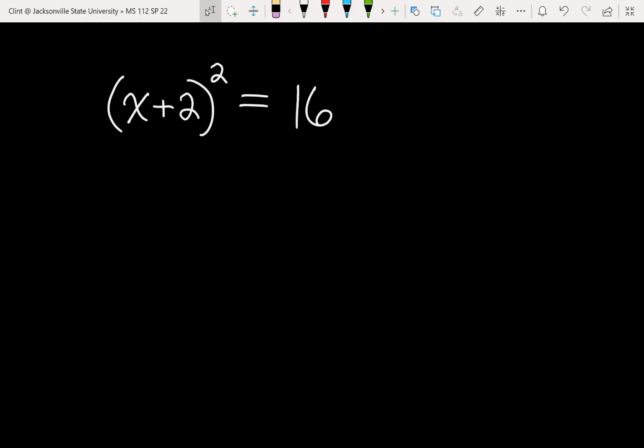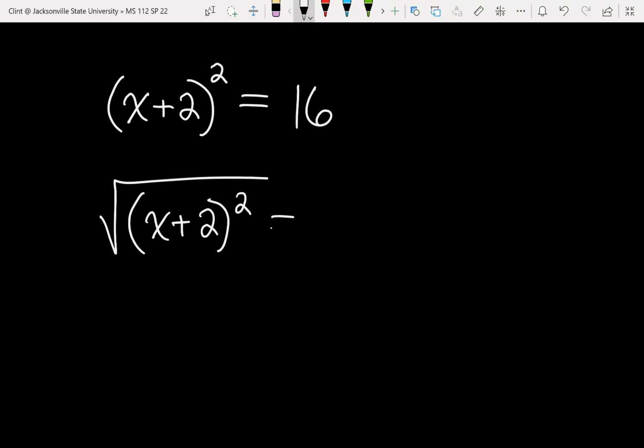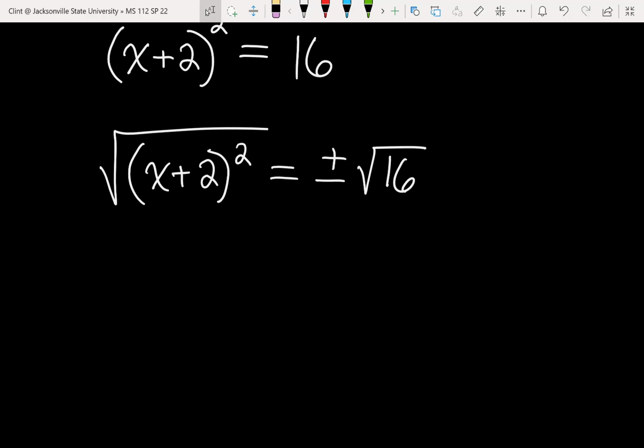So since the thing on the left is a perfect square and we know how to take the square root, we can take the square root. So we'll have the square root of x plus 2 squared equals plus or minus the square root of 16. On the left side, what happens? Square root of x plus 2 squared. The square root and the square take care of each other. They cancel each other out. So over here we're just left with x plus 2 equals, we already figured this one out last time, plus and minus 4.